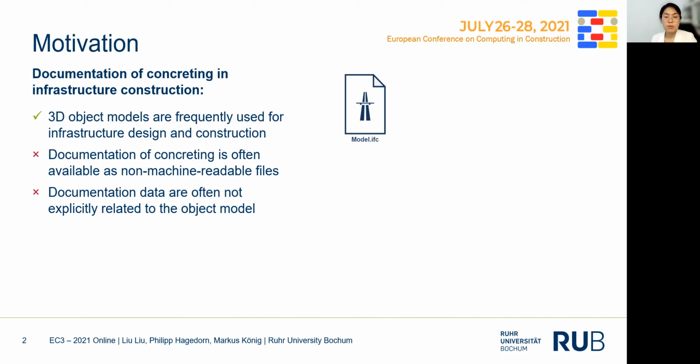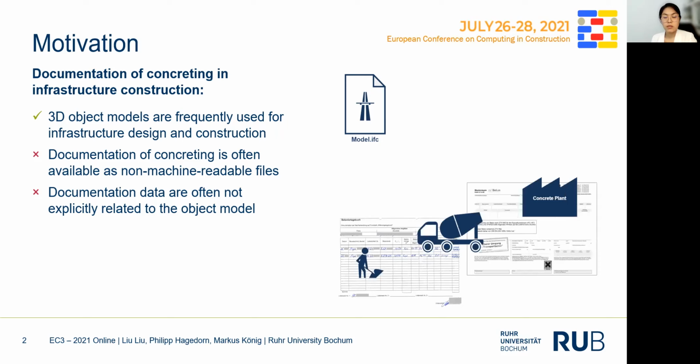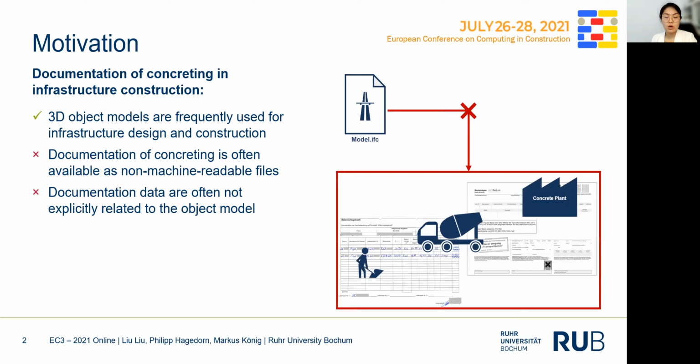Since the development of BIM, more and more 3D object models are used in the design and construction, but a lot of information is still only available as paper-based documents during the construction work. This information cannot be interpreted by computers and is also difficult to be linked with the object model. However, this information can be important in the operation stage, for example, for the analysis of the structural health. Therefore, we should try to keep this information structured and digitized.